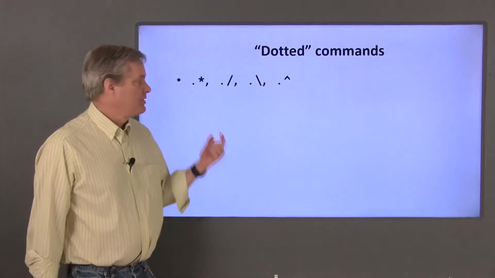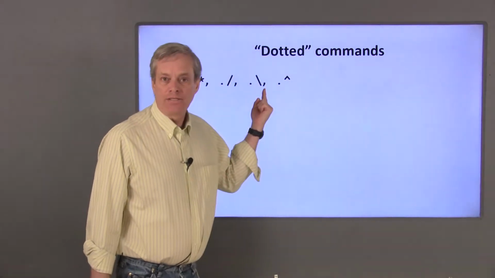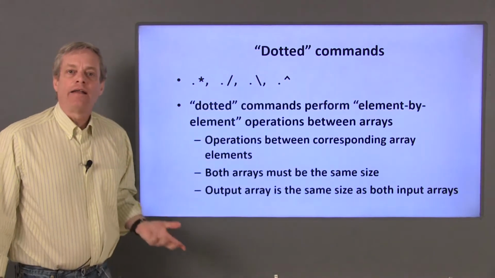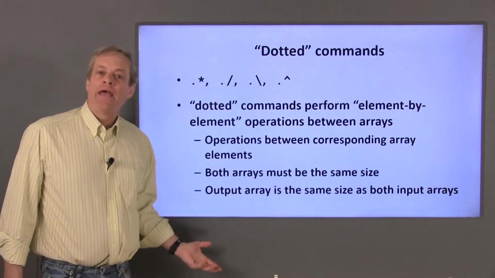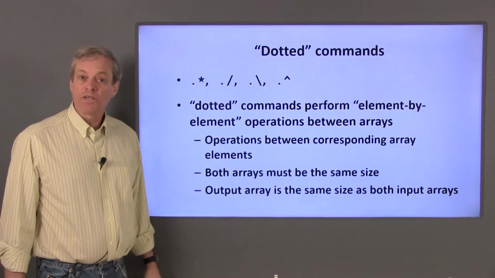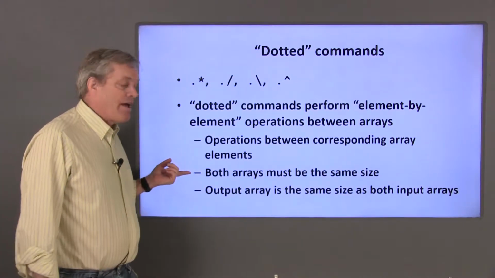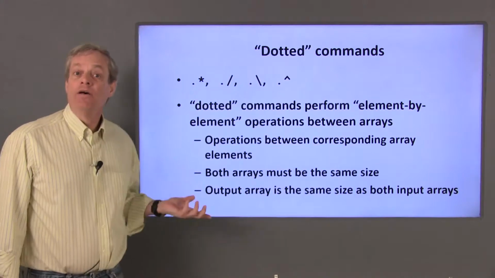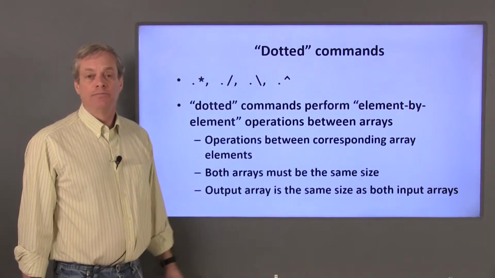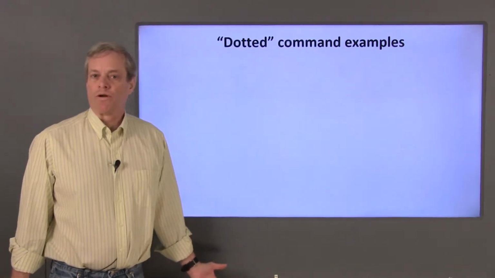MATLAB's dotted operators are dot asterisk for multiplication, dot slash or dot backslash for division, and dot caret for exponentiation. The dotted operators perform what are called array operations. This simply means that the operations are performed between corresponding elements of the arrays being operated on. The arrays, or the operands, have to be the same size. The output array will be the same size as the two operand arrays. Now let's look at a few examples to illustrate how these operators work.